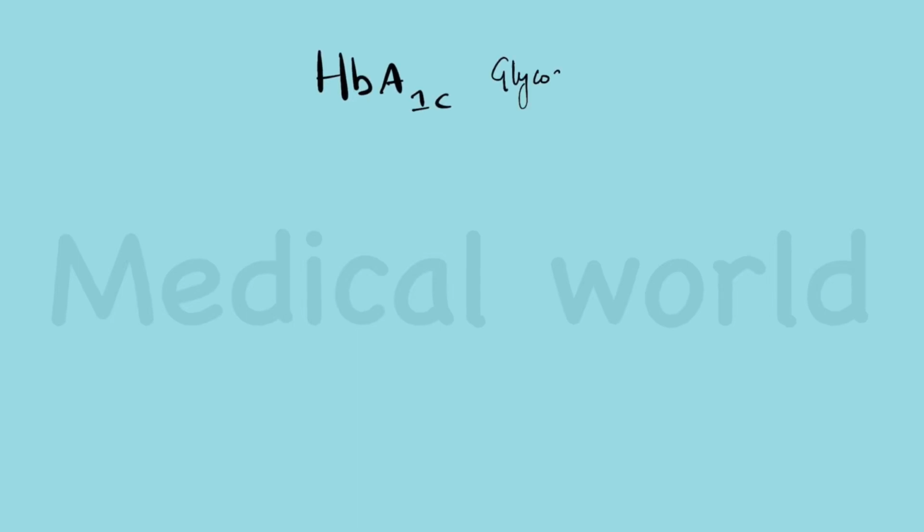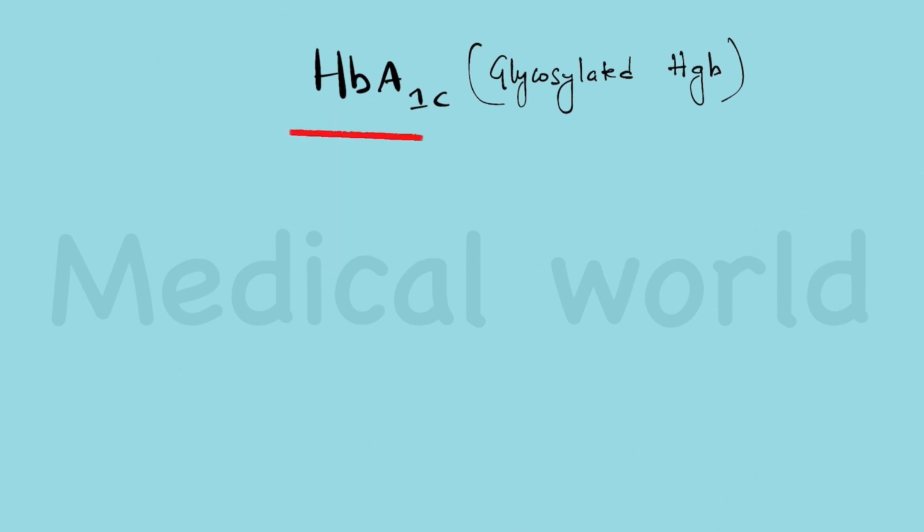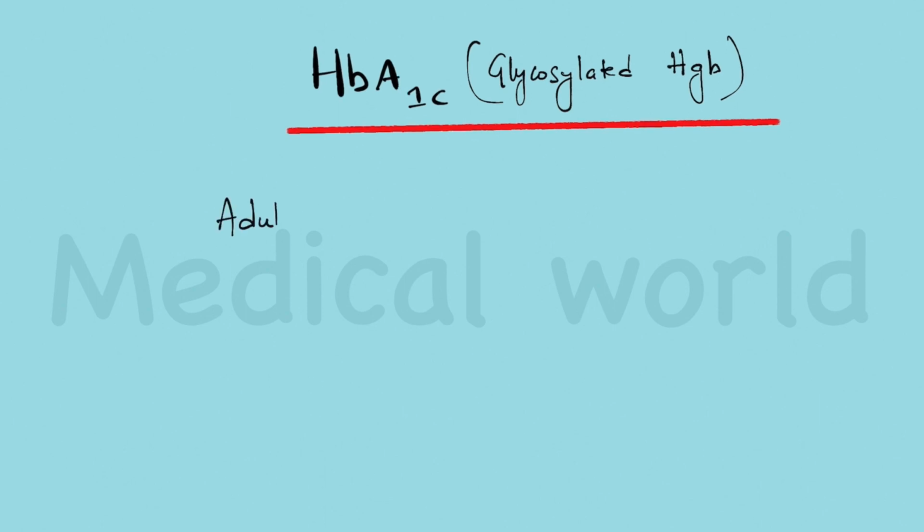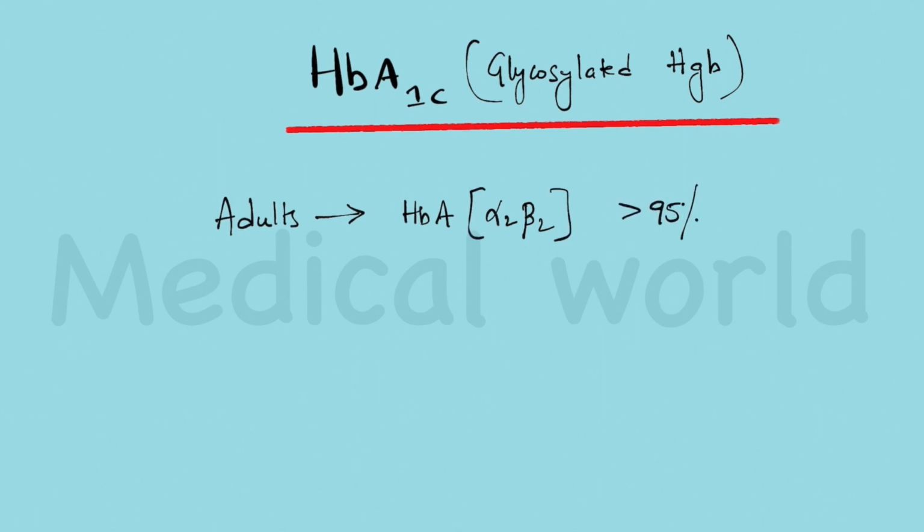Hi everyone. Today we are going to discuss HbA1c, that is glycosylated hemoglobin, which is very useful in assessing the patient's blood glucose concentration over the past 3 months. So in normal adults, hemoglobin A is there, which contains 2 alpha and 2 beta globin chains, and this comprises about 95% of total adult hemoglobin.